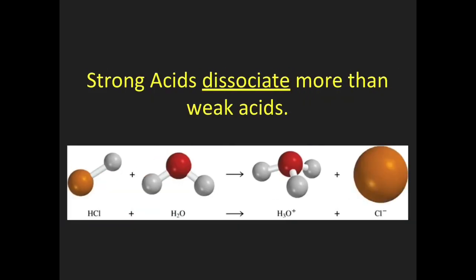Strong acids. So when we talked about strong acids and strong bases, the strength of it talks about how it dissociates. So the stronger it is, the more quickly it's going to dissociate. What does dissociate mean? It means it is going to break apart.